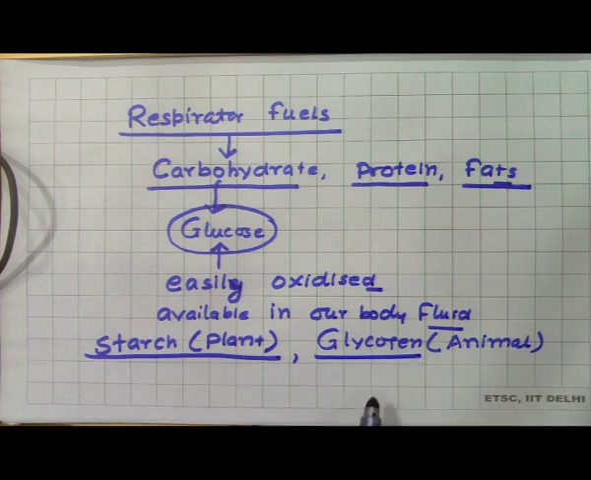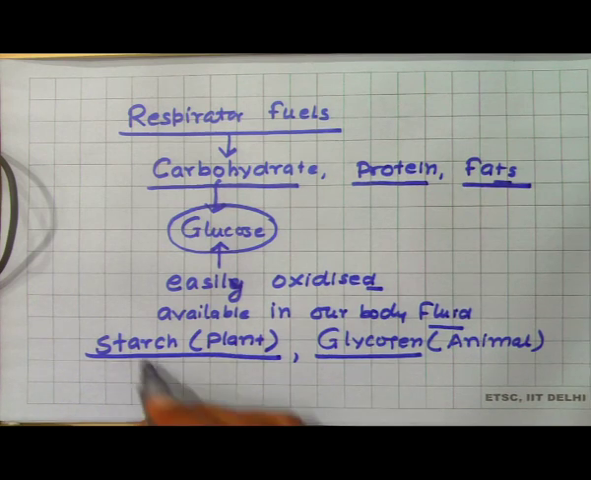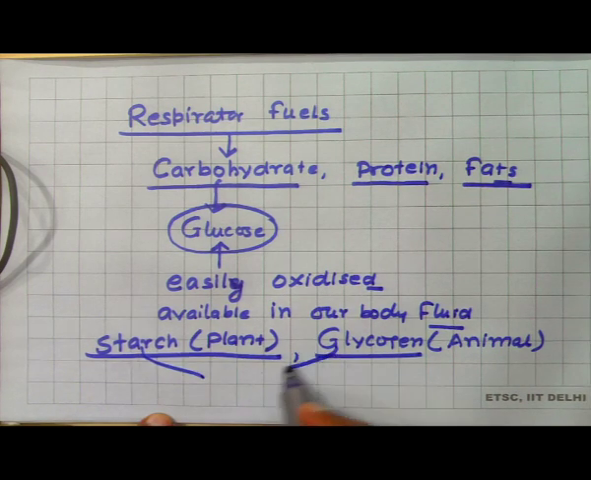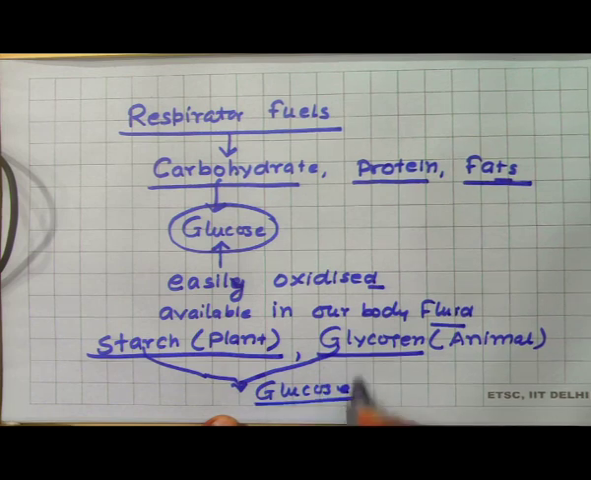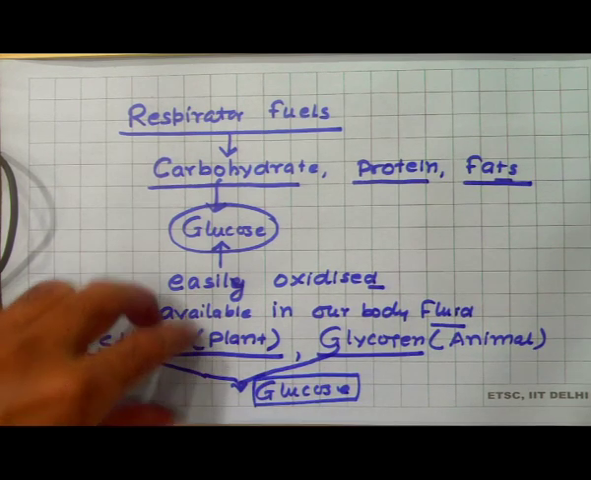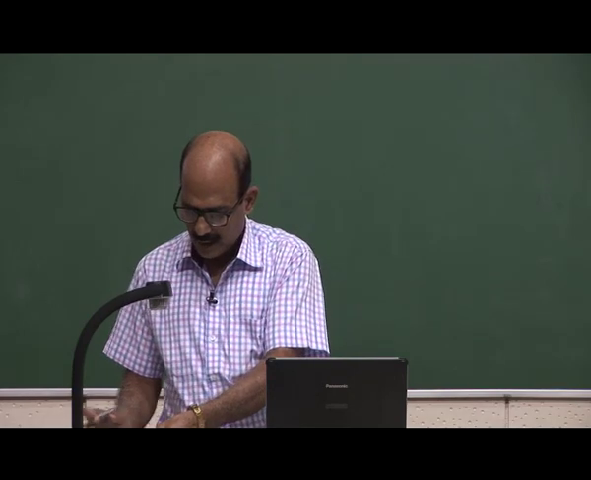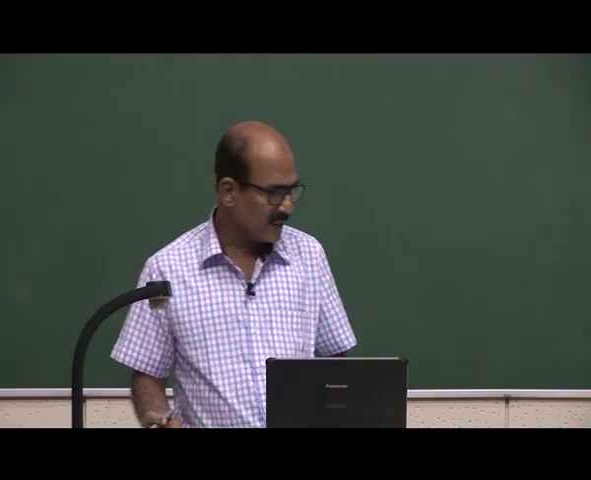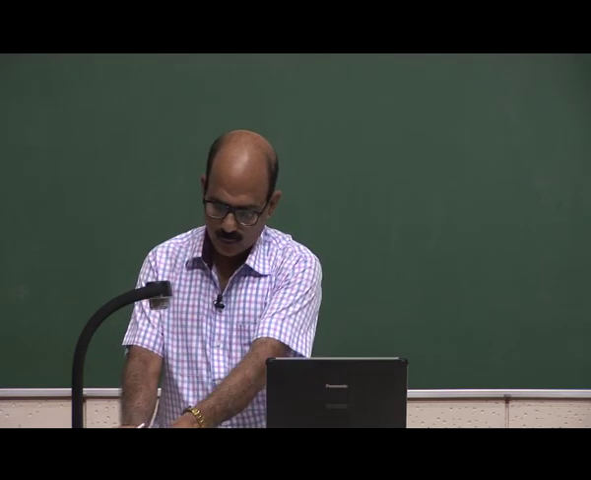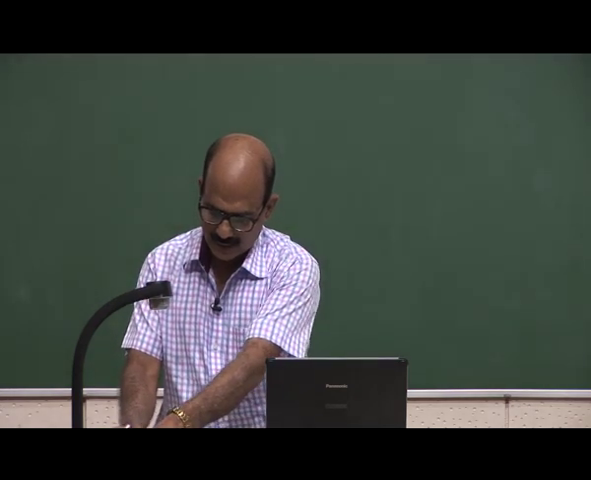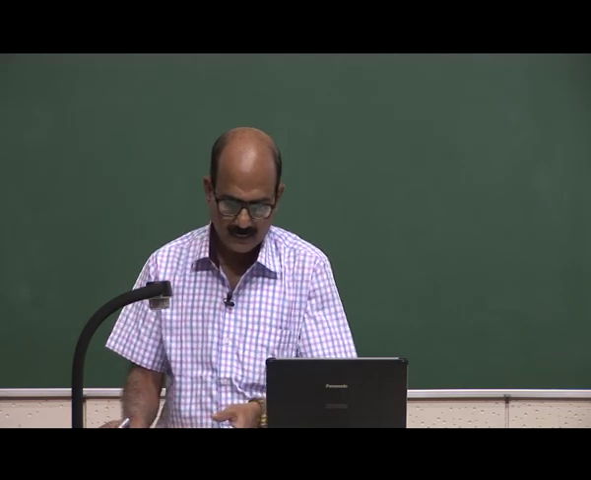When glucose is not available for oxidation or cellular respiration, this starch and glycogen are broken down by biochemical processes and further converted into glucose, and then cellular respiration takes place. So, the main respiratory fuel is the glucose molecule, which is used in all living organisms, that is plants and animals.